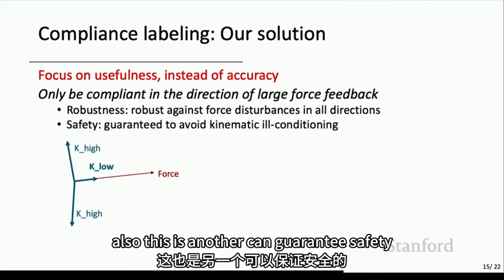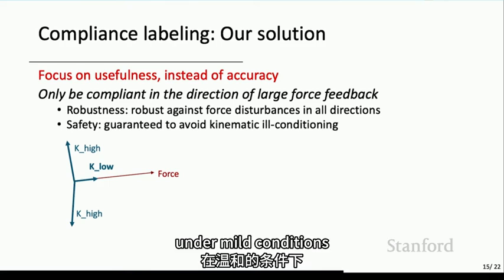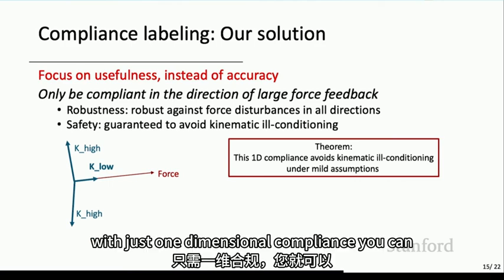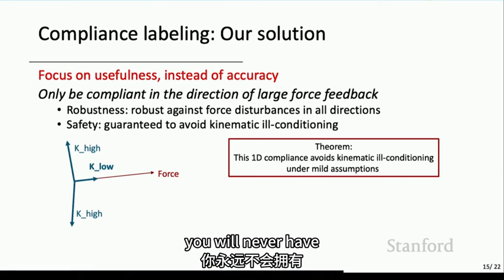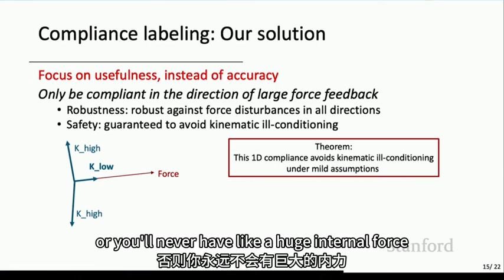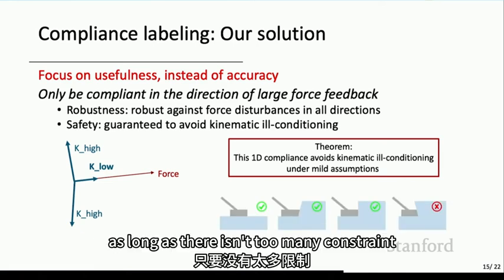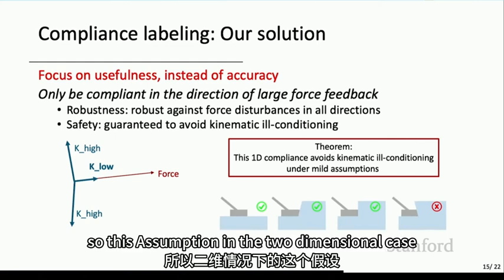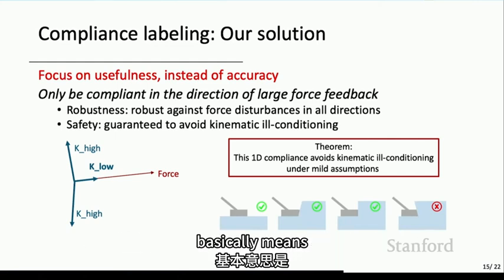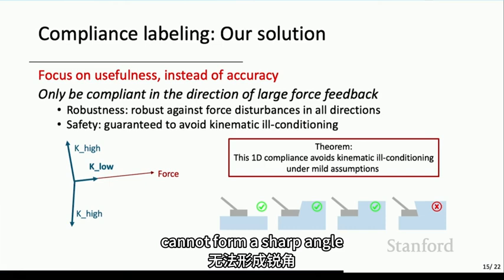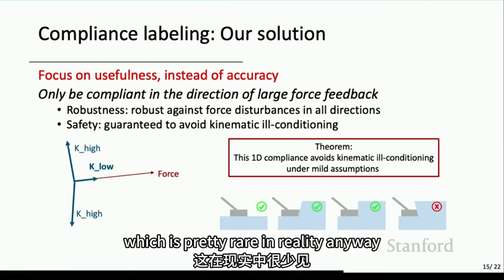Also, this method can guarantee safety under mild conditions. We can prove that with just one-dimensional compliance, you will never have a kinematic yield condition problem, or you'll never have like a huge internal force, as long as there aren't too many constraints on your robot. So this assumption in the 2-dimensional case basically means the contact constraints on your robot cannot form a sharp angle, which is pretty rare in reality anyway.